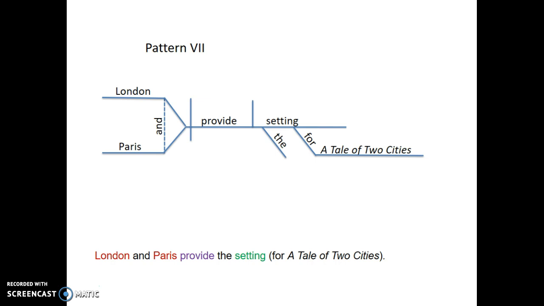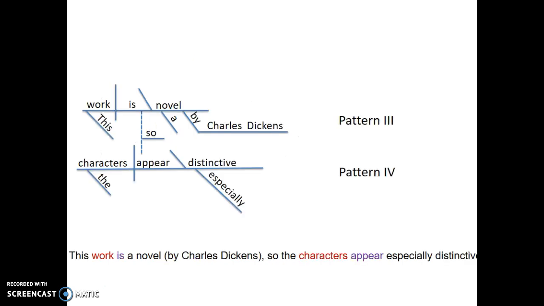That's telling us what setting we're talking about, so it's an adjective. Tale of Two Cities, even though it is a lot of words, it's a title of a book, so it's treated as one unit. It's considered a noun. So we put the preposition on the slant, and then we put the noun on the horizontal. And this is a pattern 7 because we do have a subject, transitive verb, and direct object.